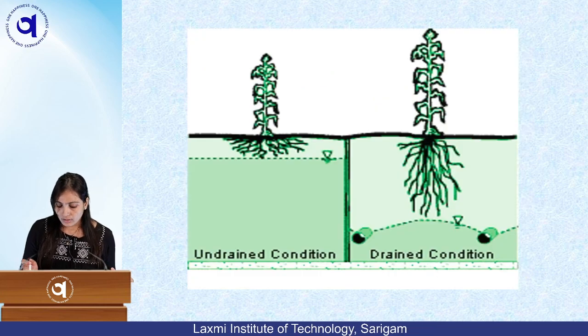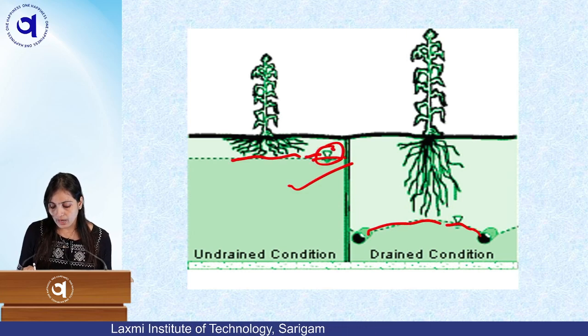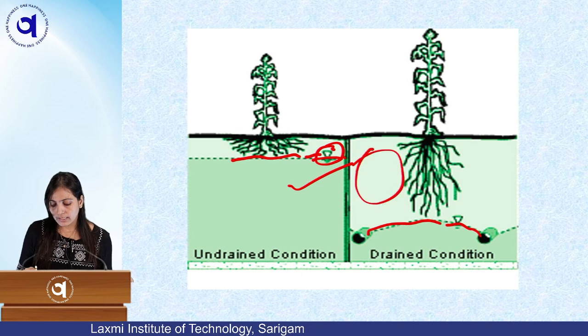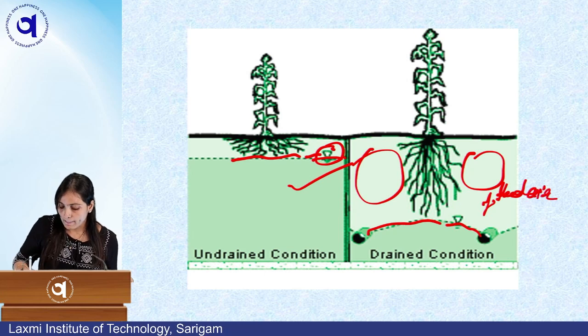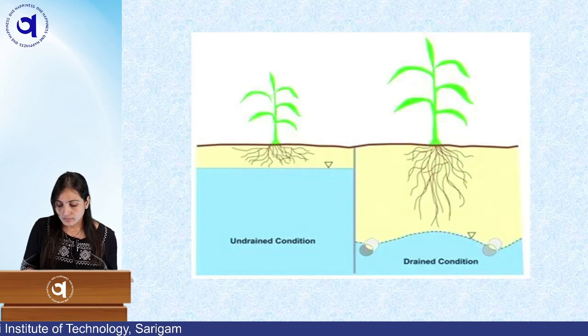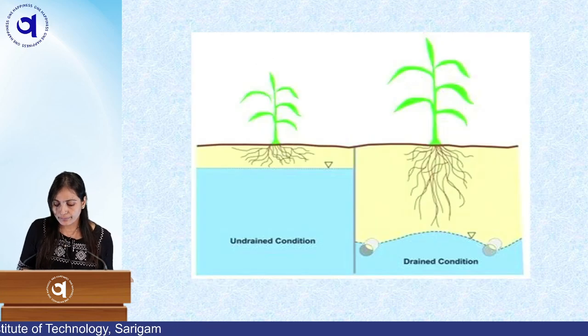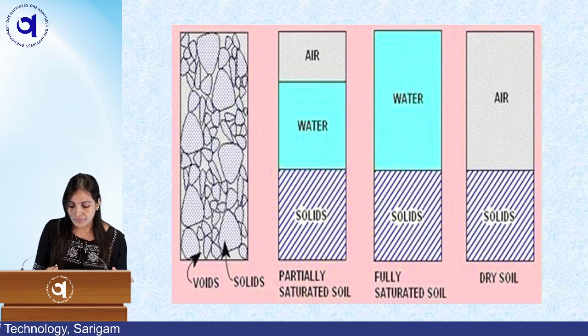Same here, the last one is the undrained condition, with full water supply. This is the water level, and water supply is there. In the drained condition, this area of soil is filled with air also, so it helps the growth of the plant. The same picture is over here. Now this strata you need to understand first.